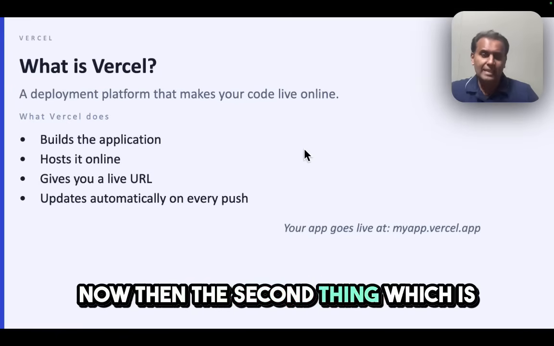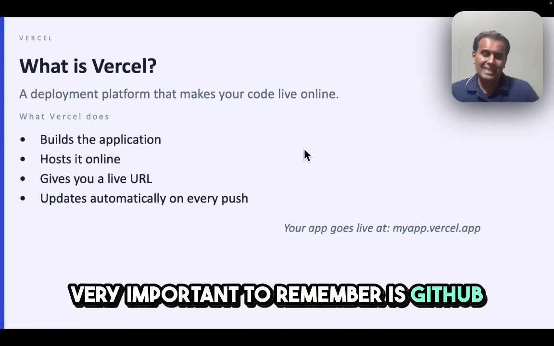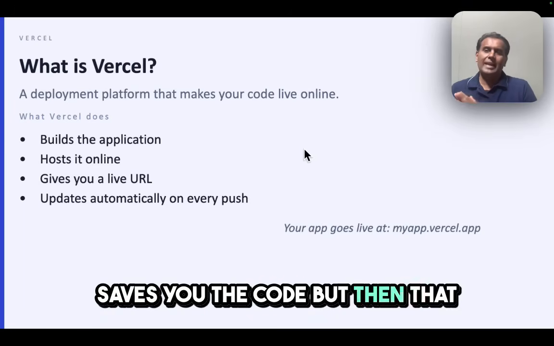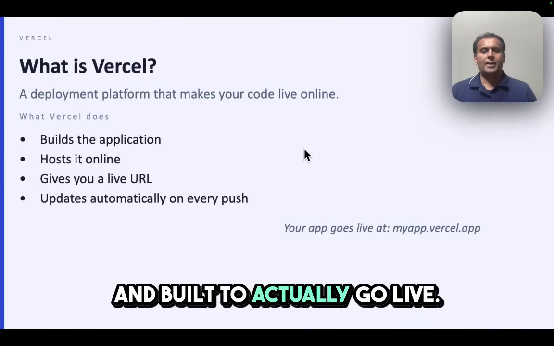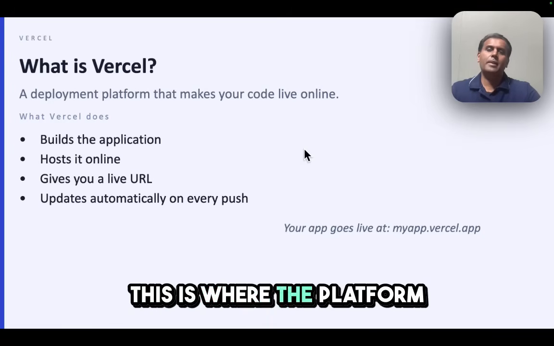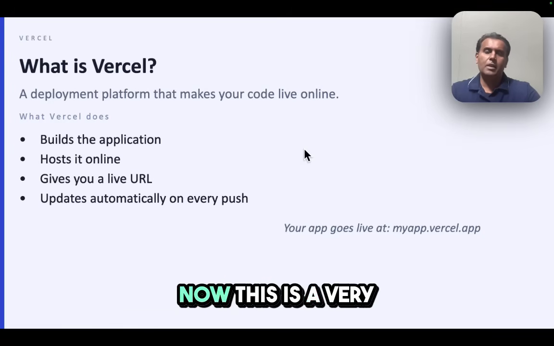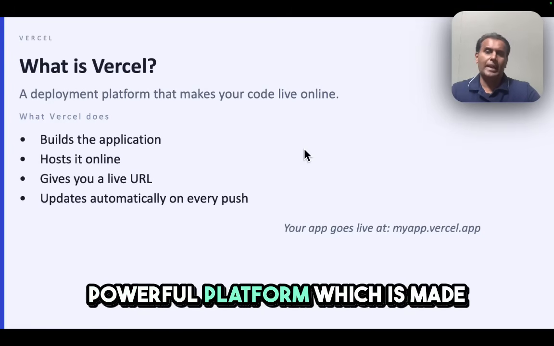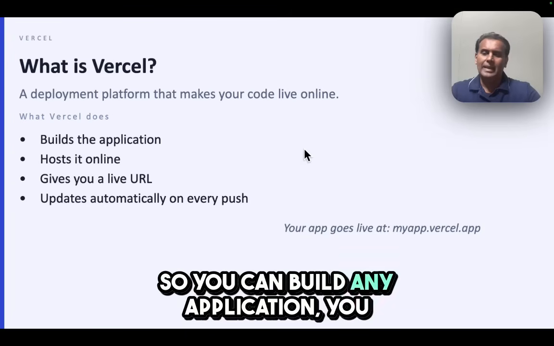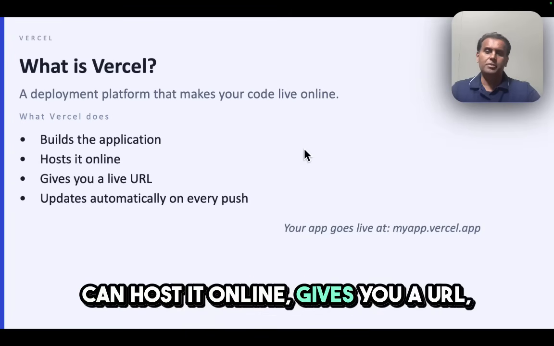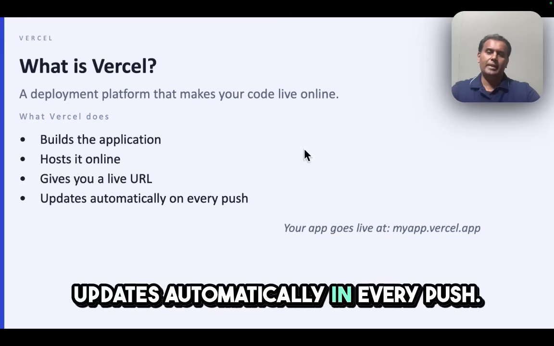Now the second thing, which is very important to remember, is that GitHub saves the code, but that code needs to be compiled and built to actually go live. This is where the platform Vercel comes in. This is a very powerful platform which has made life easy for everybody. You can build any application, host it online, it gives you a URL, and it updates automatically on every push.